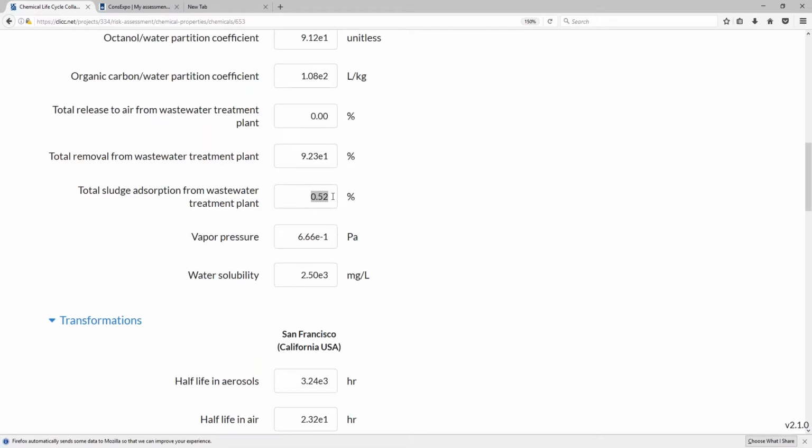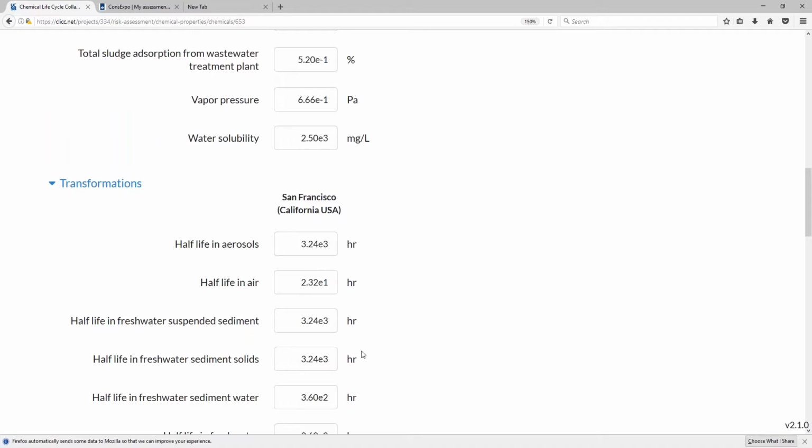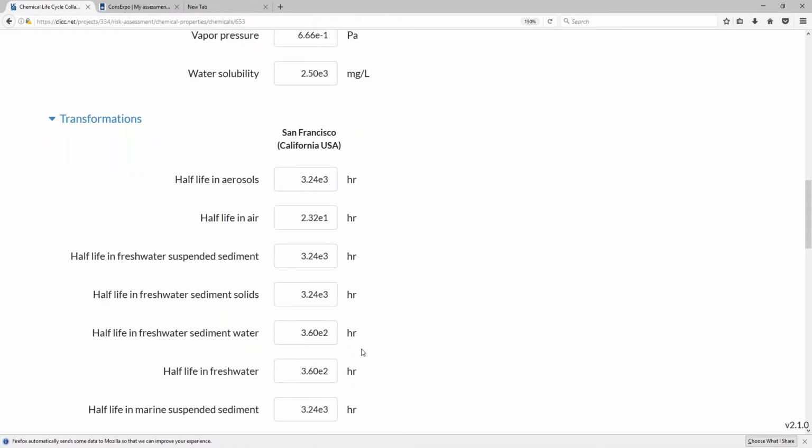Or the amount that goes to one or the other removal by wastewater would be different, and the sludge may be different. Those could be the transformations. For example, some of the half-lives in aerosols and air may be different based on the amount of sunlight, or the number of cloudy days. Sometimes some of these in the water columns may be different based on the type of water chemistry. So if someone was really knowledgeable, they could modify these values.